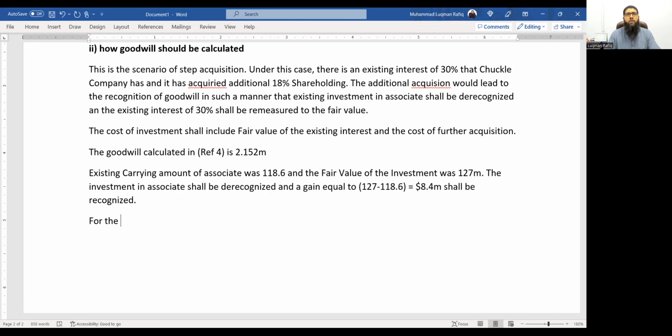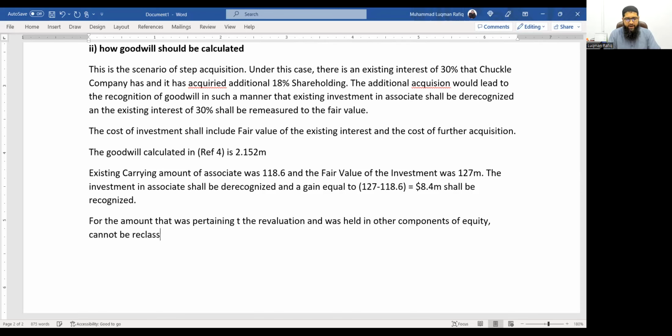The amount that pertained to the revaluation and was held in other components of equity cannot be reclassified to P&L and instead shall be transferred to the retained earnings. So you had the associate, and you have to derecognize it now. For you to be able to derecognize the associate, you have to remove the impact of the associate in other components of equity, whatever the impact in the balance sheet were, whether pertaining to revaluation reserve or investment, etc. That needs to be removed.